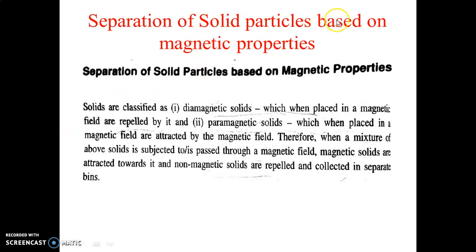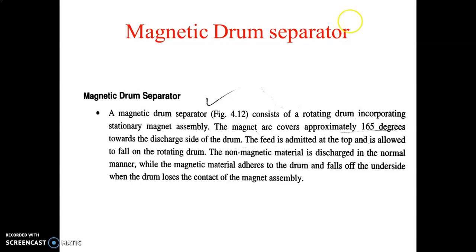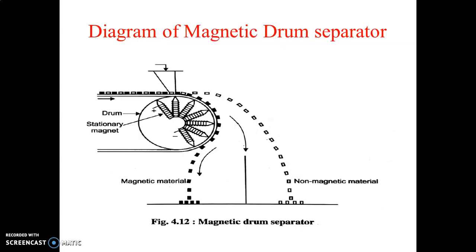So the separation of solid particles based on magnetic properties. I discussed part of this in the last lecture, and one equipment known as the magnetic head pulley was also discussed. Then another equipment is called a magnetic drum separator. We will now discuss the construction and working of the magnetic drum separator.